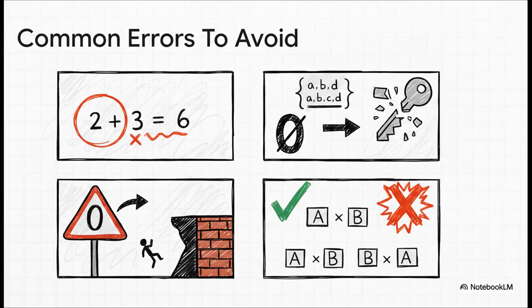A simple plus or minus sign error in that AD minus BC determinant calculation can lead you to believe a solution exists when it doesn't. Trying to find an inverse for a singular matrix is a complete mathematical dead end. And this last one is so important. Remember that with matrices, order matters. A times B is almost never the same as B times A. In a business context, these aren't just academic mistakes that lose you points on an exam. These are potentially million-dollar errors in planning, in forecasting, and in resource allocation.